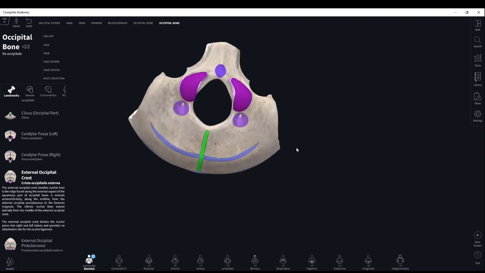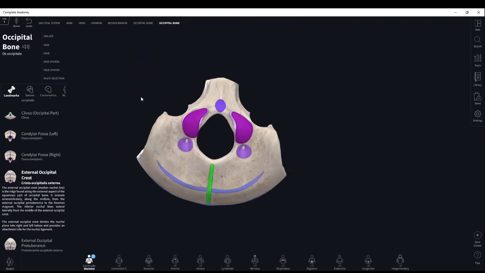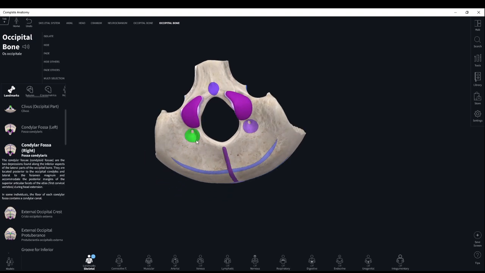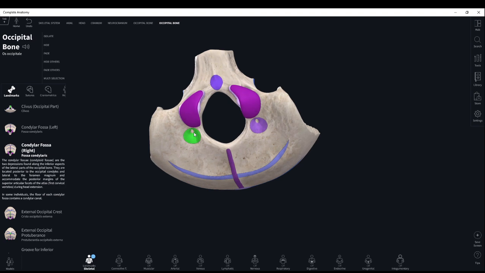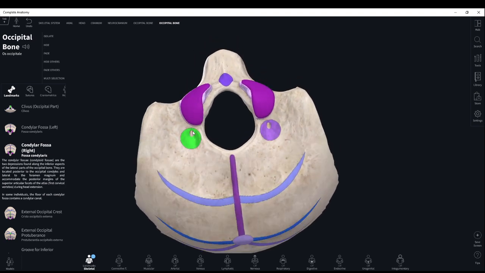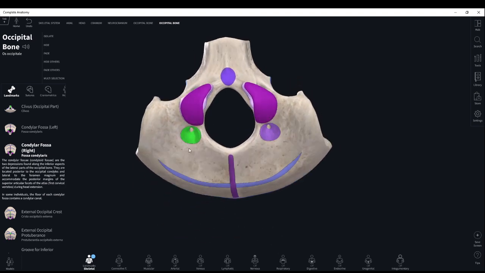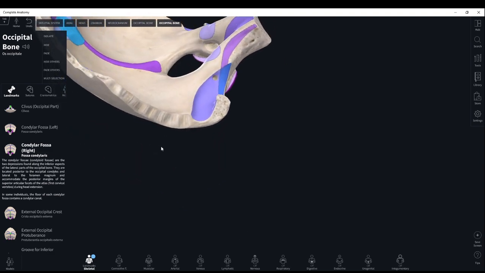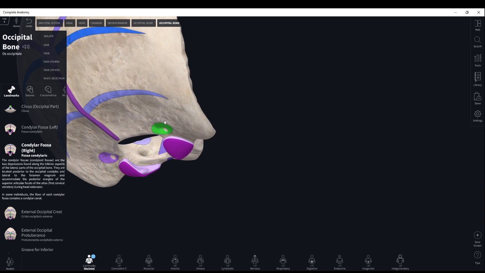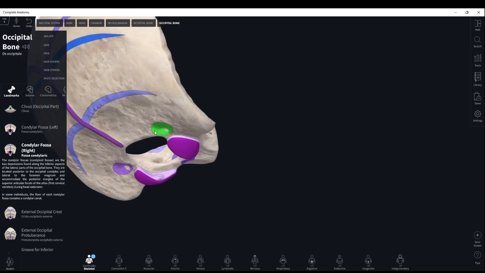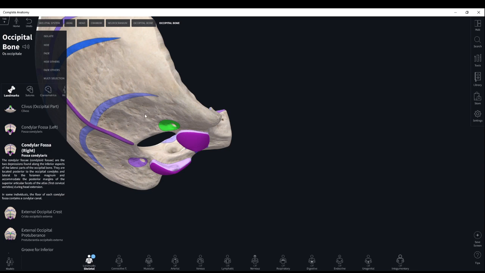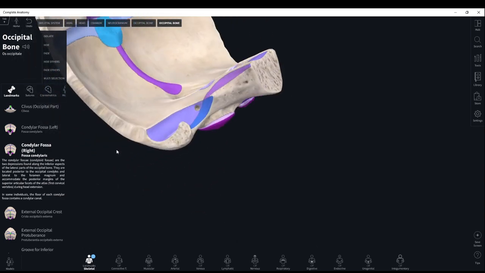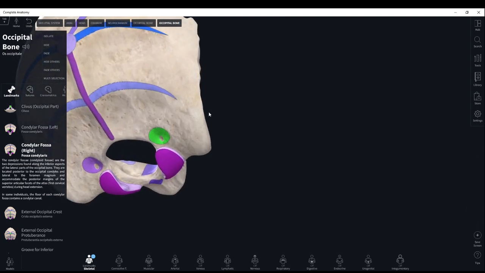On the inferior part of the occipital bone, you can see the condylar fossa, which continues into the condylar canal. Some arteries pass through it. There is the condylar fossa.